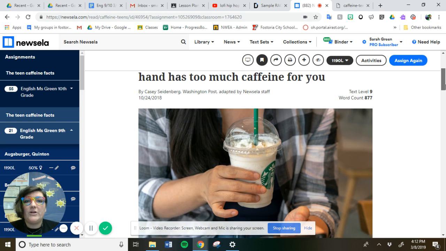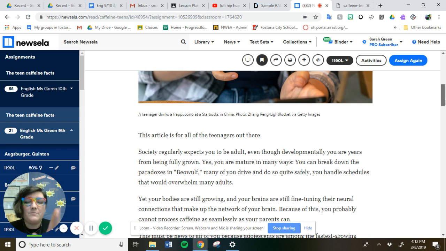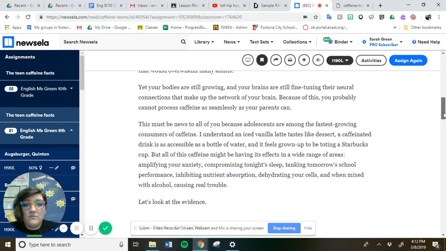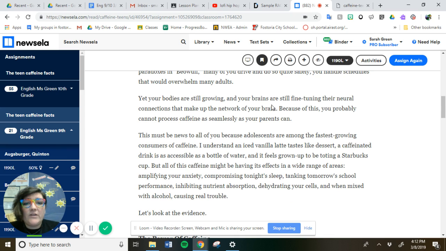I'm going to do some movie magic here, and I'm just going to scoot on down to where I think it is, okay? So let's pretend I'm reading, and all of a sudden, oh, look at that. Bodies are still growing, and your brains are still fine-tuning their neural connections that make up the network of your brain. Because of this, you probably cannot process caffeine as seamlessly as your parents can. Sounds an awful lot like it supports the idea that little teenage brains cannot process caffeine the way adult brains do, right?